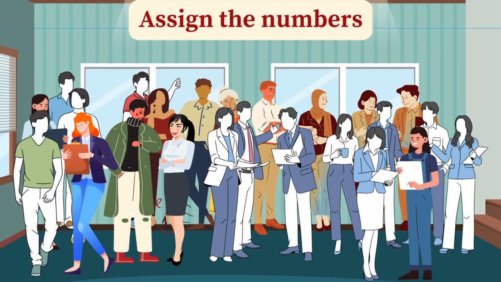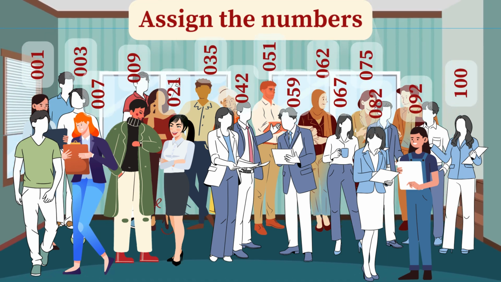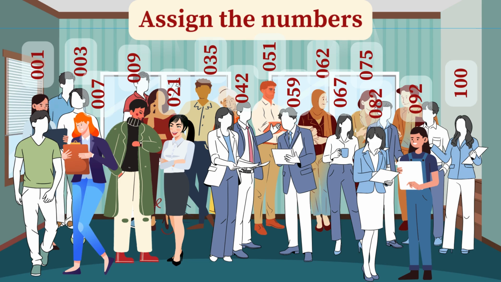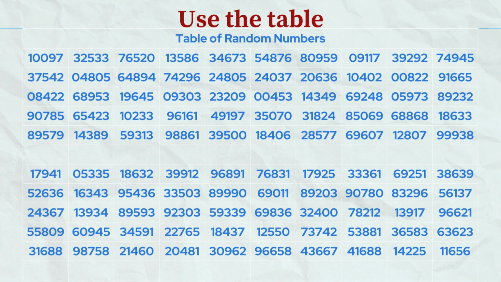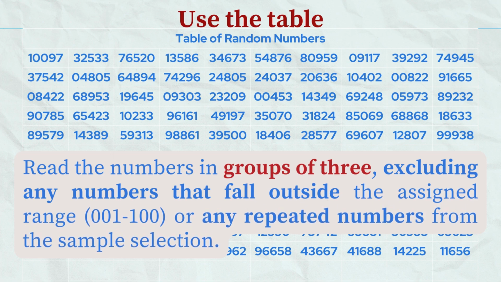In the second step, we assign a unique three-digit number, 001 to 100, to each member of the population. Then, in the third and final step, we randomly select a starting point in the table. Let's start at row 2 and column 1, and read the numbers in groups of 3, excluding any numbers that fall outside the assigned range 001 to 100 or any repeated numbers from the sample selection. This process is continued until a sample of 10 individuals is obtained.